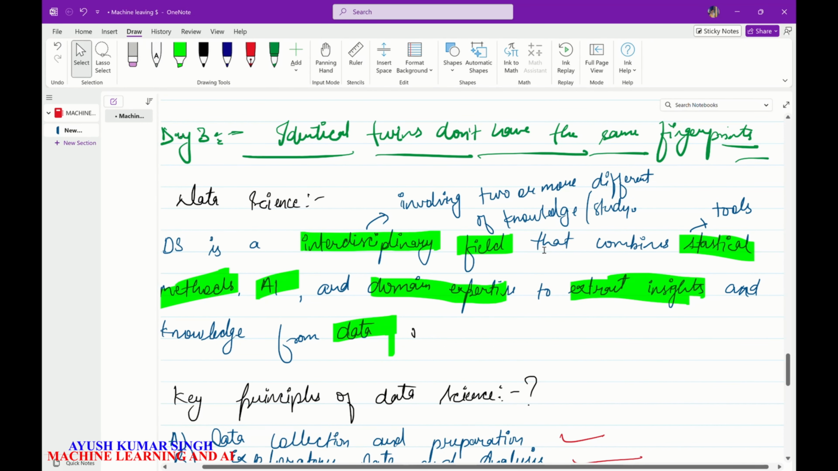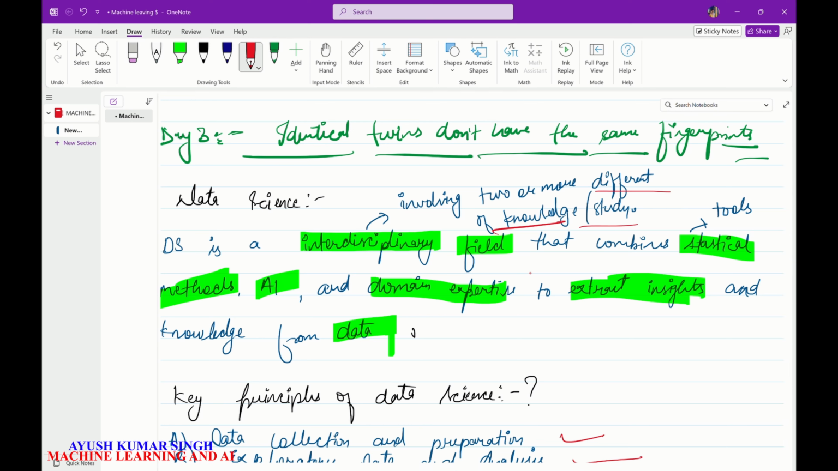Okay, moving to the topic, what is data science? Data science is an interdisciplinary field that combines statistical methods, AI, and domain expertise to extract insights and knowledge from data. If you understand it deeply, interdisciplinary field means involving two or more different fields of knowledge or study. This is what interdisciplinary means.